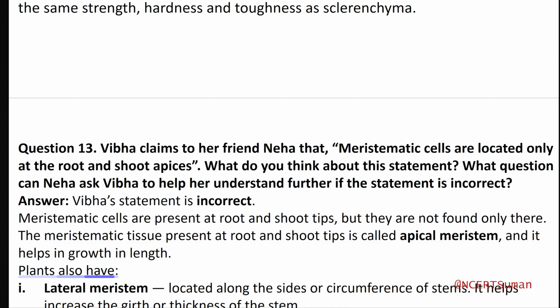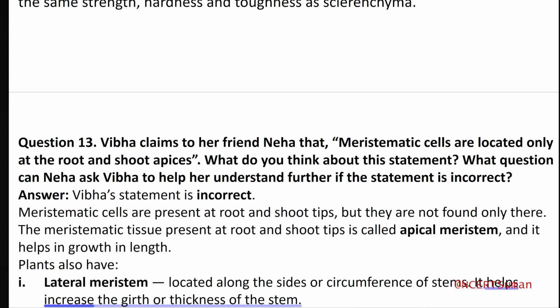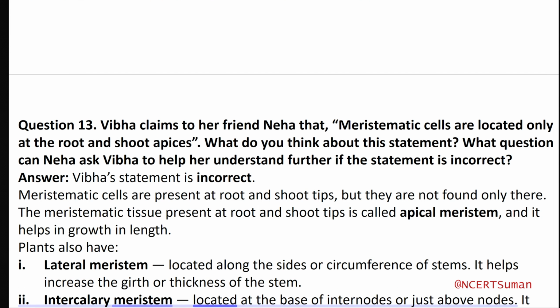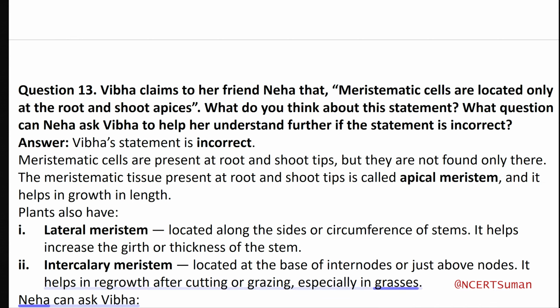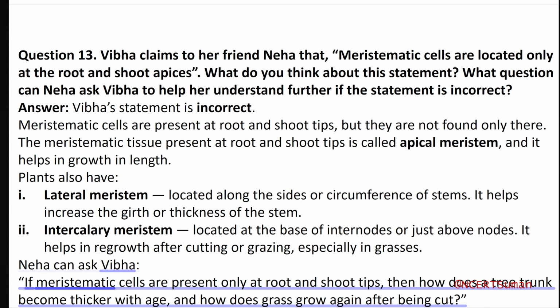Plants also have lateral meristem located along the sides or circumference of stems. It helps increase the girth or thickness of the stem. Intercalary meristem is located at the base of internodes or just above nodes. It helps in regrowth after cutting or grazing, especially in grasses. Neha can ask Vibha, if meristematic cells are present only at root and shoot tips, then how does a tree trunk become thicker with age, and how does grass grow again after being cut?